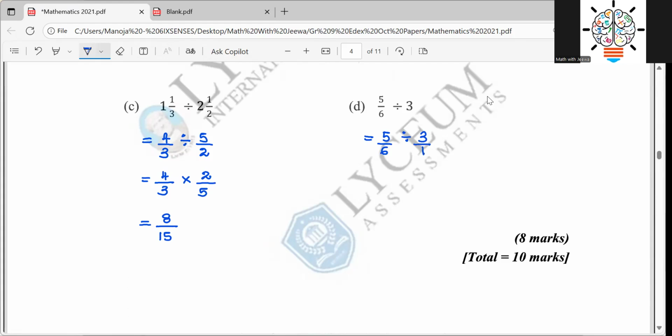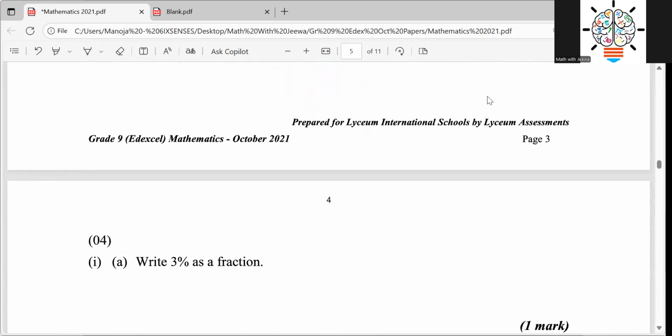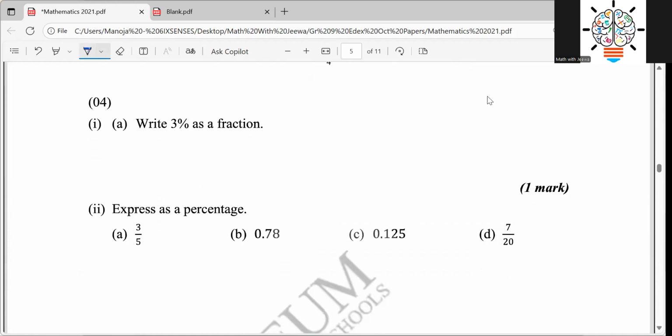The next one you have 5 over 6 divided by 3 over 1. I write this whole number as a fraction because it's easier for me to do the next step. 5 over 6 multiplied by 1 over 3. Okay, so then the 5, 6 times 3, 18, 5 over 18. Right, so then the next one, you want to write 3% as a fraction, so that is 3 over 100.